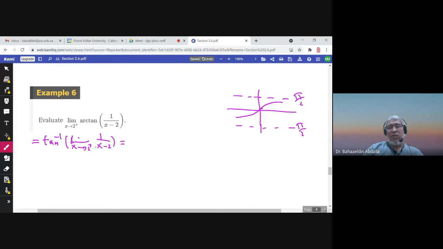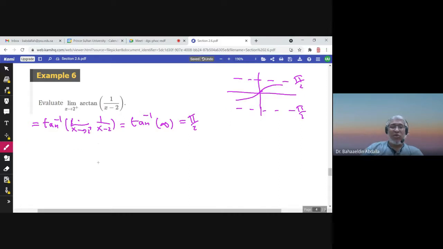2, 1 minus 1 over 0, I'll get infinity. If you approach 2 from the right, this will give you a positive number, so infinity. So in fact, you have tan inverse of infinity. Well, what is tan inverse of infinity? When x approaches infinity, tan inverse approaches pi over 2.